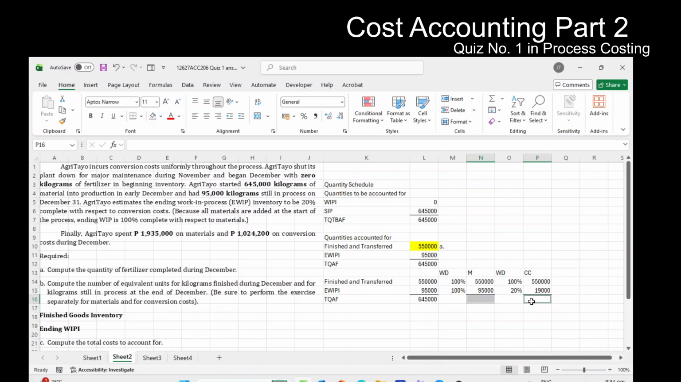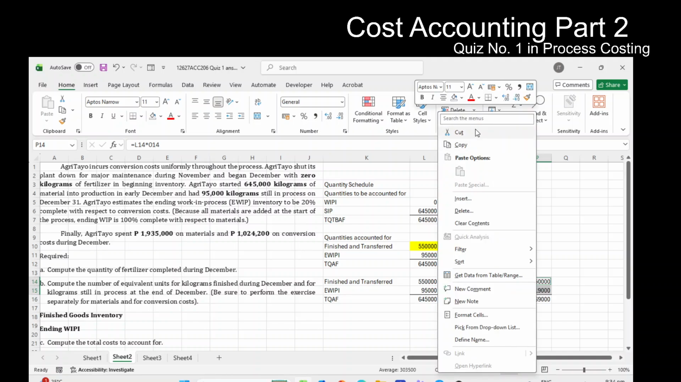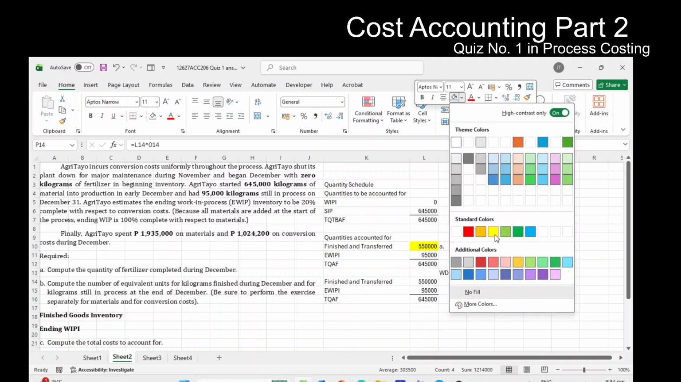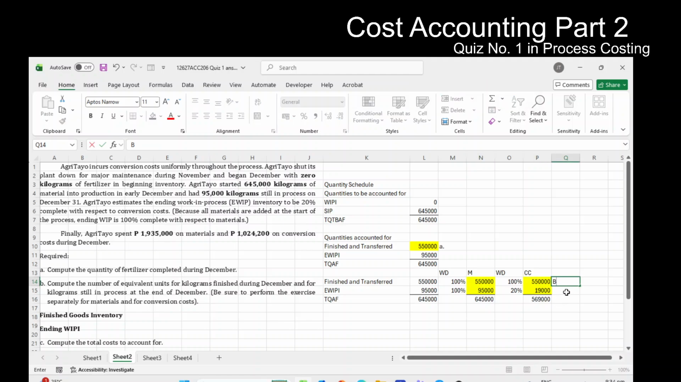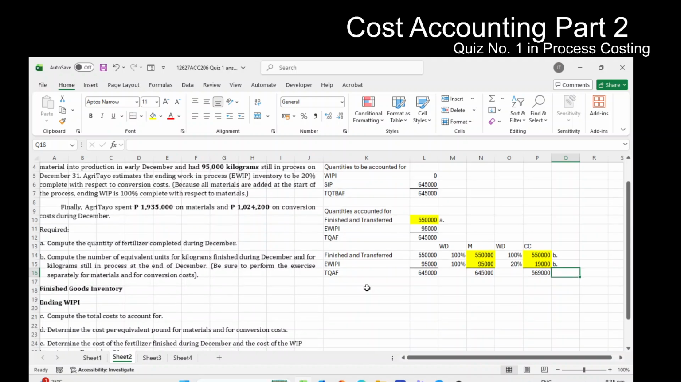Okay, and then so the EUP that is part of the requirement B is as follows. Yan na, that is for letter B. Okay, so the answer should be 4. So 4 points yan. Okay. Next, anong susunod? Compute for the total cost to account for.